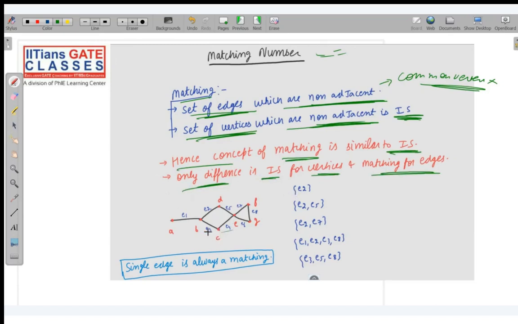Let me give you an idea, you will get more clarity from this example. E2, clearly it is matching, because it is non-adjacent, so we have not taken any other edge. E2, E5, they are adjacent edges because one vertex is common, so it is not matching. E2, E7, yes, it is matching. E1, E2, E3, E8: E1, E2, immediately cut because E1, E2 have a common vertex. E3, E5, E8, yes, clearly it is okay. So independent set was for vertices, but matching is for edges. That is the basic difference. A single edge is always matching because no other edge is there creating a problem for it.